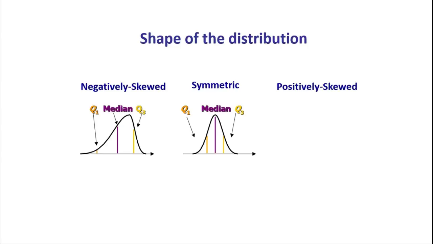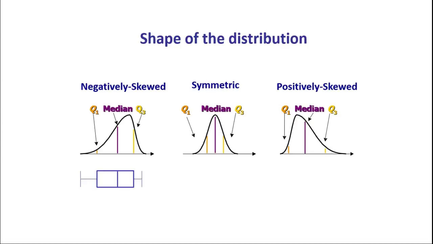And a positive skew is where the median is bigger than the mean. So, median less than the mean, negative skew. Median same as the mean, symmetrical. Median bigger than the mean, positive skew.